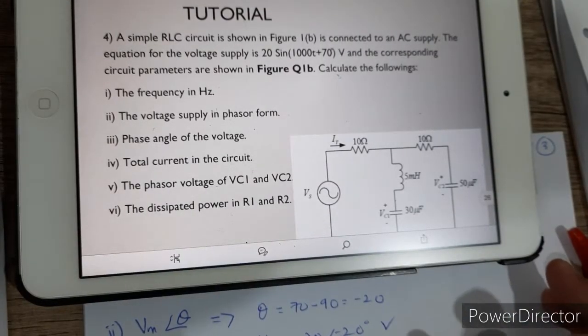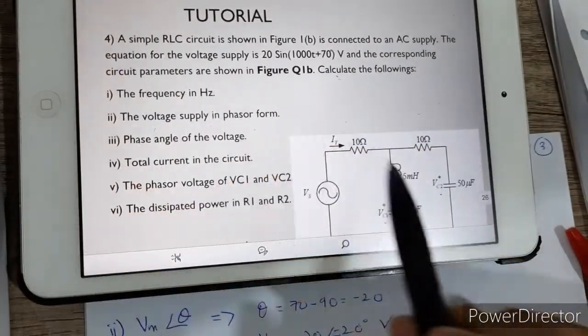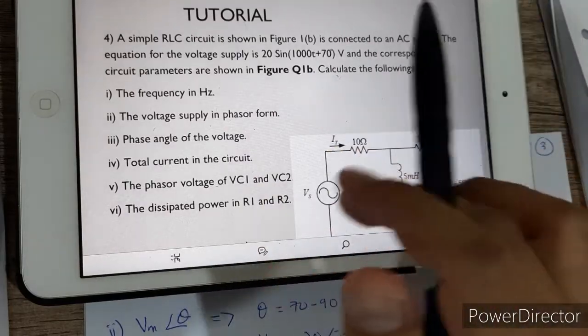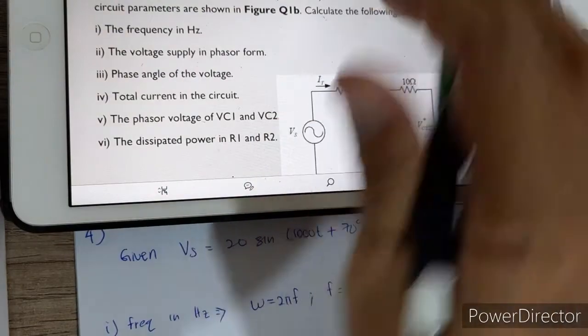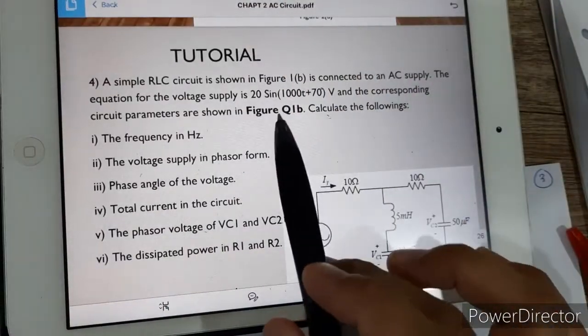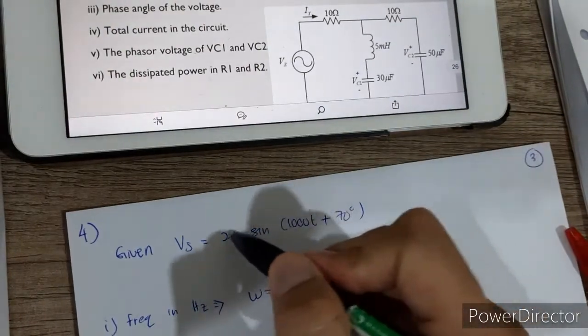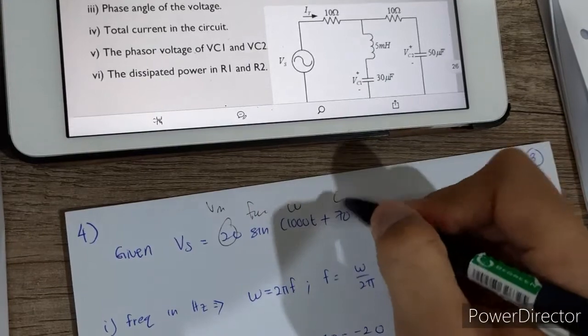Okay, so we move on to the next question, tutorial number 4. You can read the question, and then you can extract the information. Firstly, given our voltage 20 sin 1000t plus 70. Remember 20 is our Vm, this is our function, this is our omega, this is our theta.